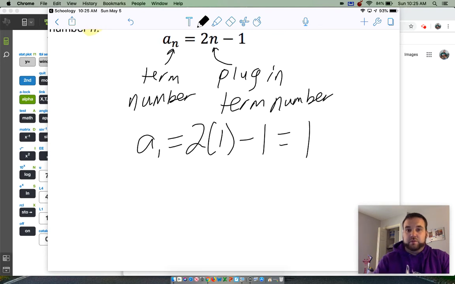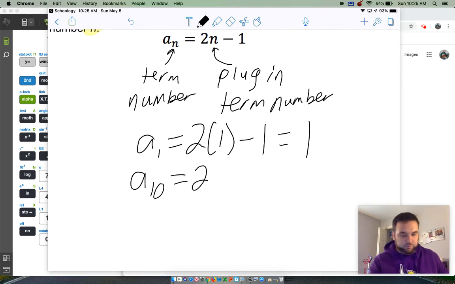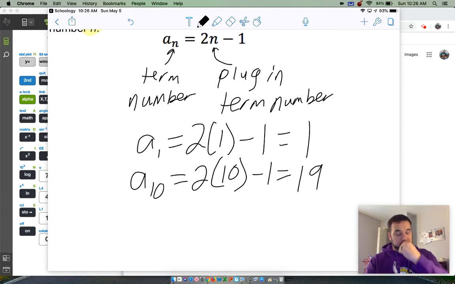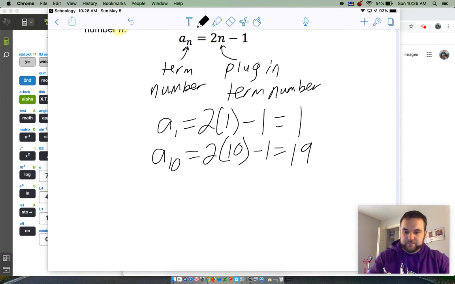If I wanted to jump, okay, cool, give me the 10th number in the list. I want to know, it starts with 1, but where are we after 10 numbers? To find the 10th number, you would just plug in 10, and then subtract 1. So 2 times 10 is 20, minus 1 is 19. So that means the 10th number in the sequence would be 19.